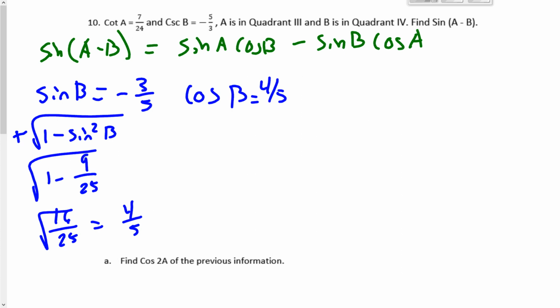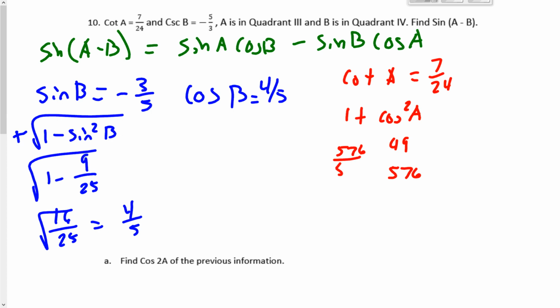Okay, but now we need to find A, right? We need to find sine and cosine of A. And we're given cotangent. Well, that stinks. But we have some identities that we can use to go from cotangent of A to cosecant. So we have 1 plus cotangent squared of A, so we have to square this, so that's 49 over 24 squared, 576. So we take 576 over 576 and add 49 to that, and we get 625. Hey, that's a perfect square over 576.